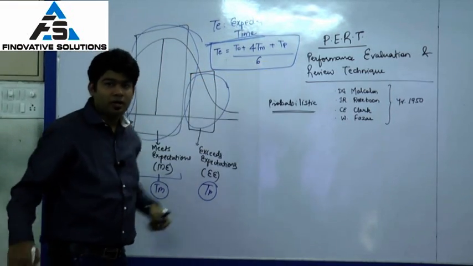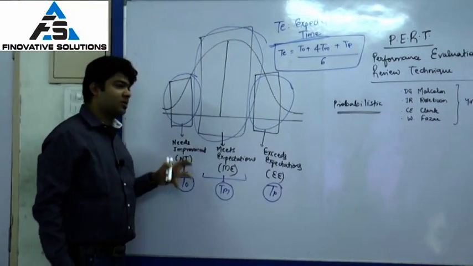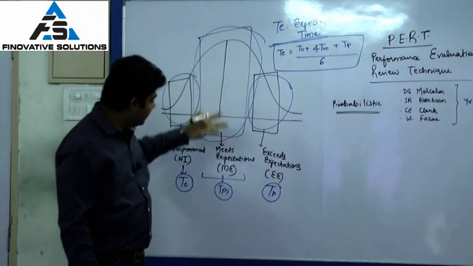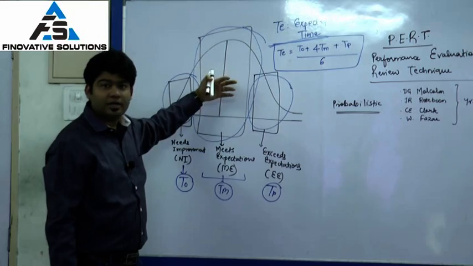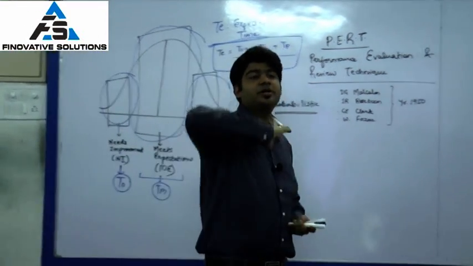So no need to learn. What we'll do is, this is how we derive that. Yes, needs improvement, not many will come here. Exceeds expectations, not many will come here. Meets expectations, majority will fall here in terms of employees. So what is exceeds expectations? You were given a particular task, you did it brilliantly well.